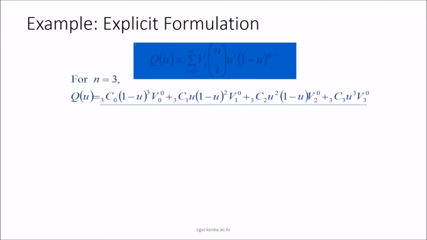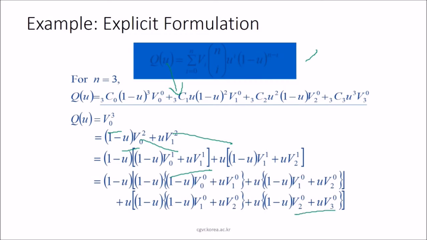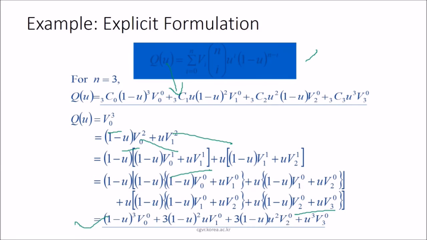So for n equal to 3, what will happen? Please place n equal to 3. This equation will become something like this. That will be V_0^3, so that will be (1 minus u) V_0^2 plus u V_1^2. Again the same formulation will be there. We put V0, V1 like this, and we can again expand them. So ultimately we'll get this value.